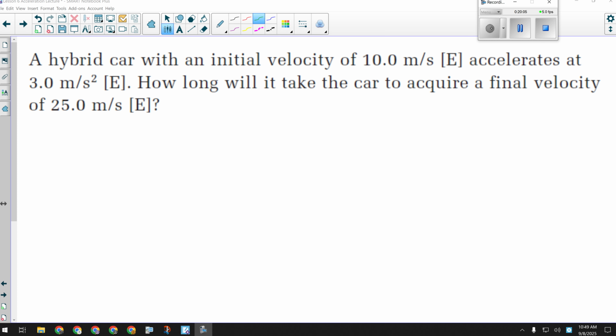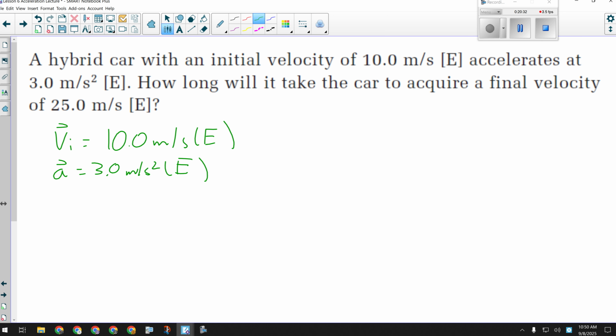So we have this car with an initial velocity of 10 meters per second east. Okay, always write down your givens. They told me initial velocity, 10.0 meters per second east. It accelerates at 3.0 meters per second squared east. All right, so they gave me acceleration. Okay, how long will it take the car? So how long? What am I solving for if they want how long? Time. How long will it take the car to acquire a final velocity of 25.0 meters per second east? All right, so they gave me VF.